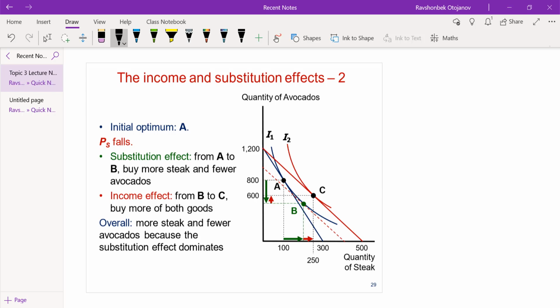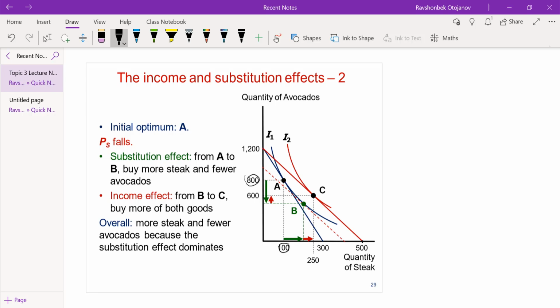As before, we have point A as the optimal point and point C as the new optimal point after the price change. When the price decreased from $10 to $6, we have a new red budget constraint line here, and the blue budget constraint line was the original one, with point A being the optimal bundle. So this is the consumer equilibrium. At this point, Russell was consuming 800 units of avocados and 100 units of steaks.